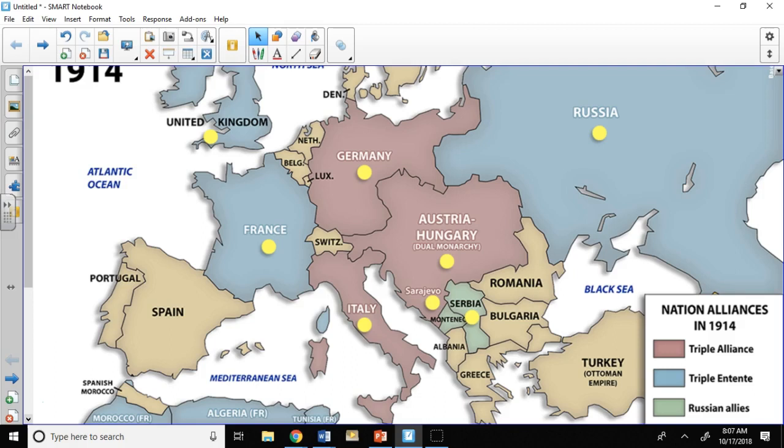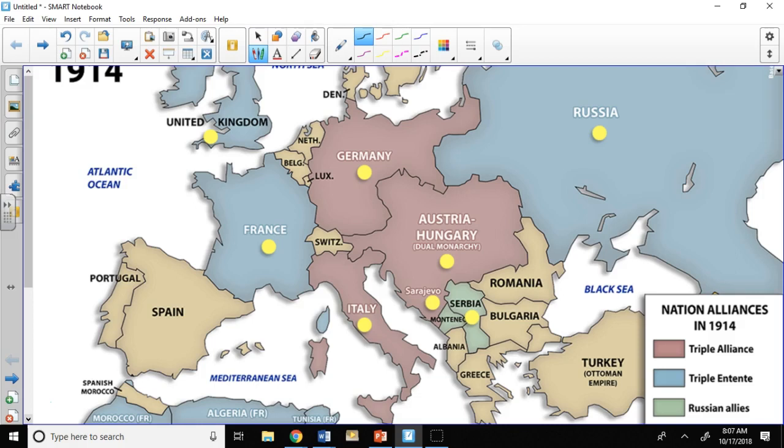The other countries right over here are going to play a role. The ones we're going to look at are the Russian allies of Montenegro and Serbia. They're going to be aligned so that whenever Russia gets involved in this conflict, then Serbia and Montenegro are also going to be involved in the conflict.